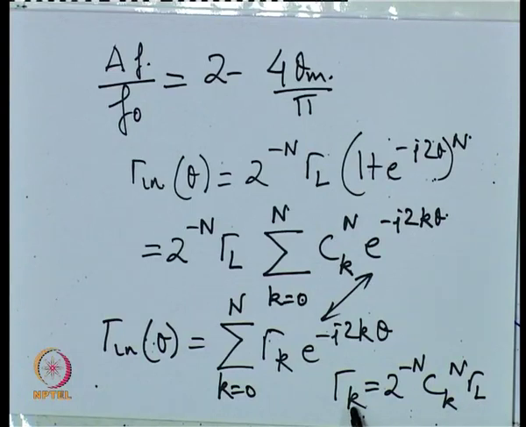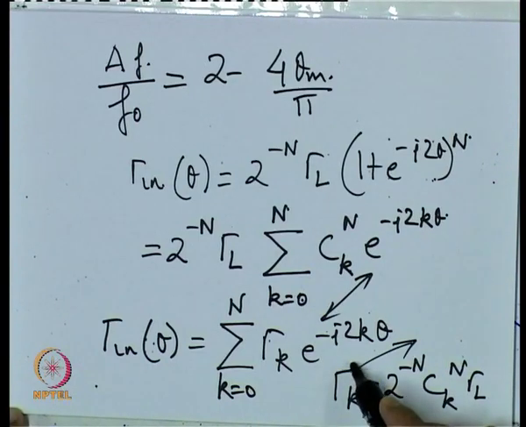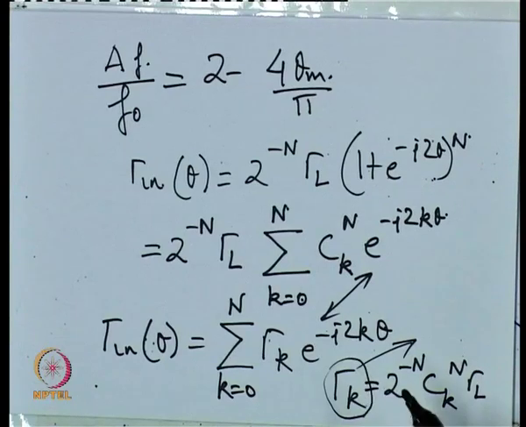Recall that k refers to the sections of the multi-section transformer. So, for all the sections of the multi-section transformer, the gamma k values are now written down nicely. We have done the reverse of what we were trying to do: we said that we have a certain bandwidth requirement, we have a certain gamma l, how can we design the z k? Once we find out the gamma k values, we can easily find out the z k.